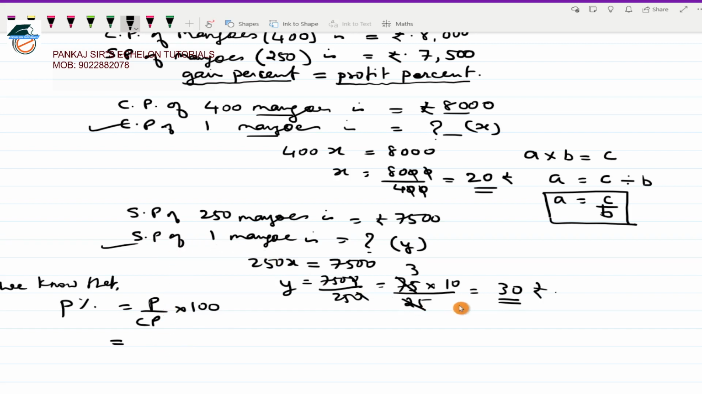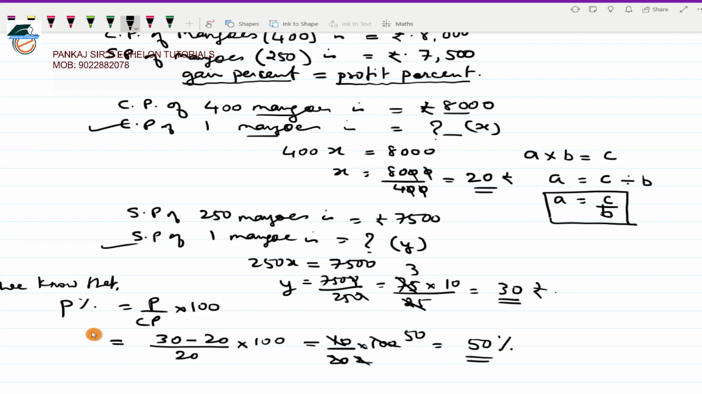So selling price of one mango was 30 rupees. Cost price of one mango was 20 rupees. So 30 minus 20 will give you the profit. This divided by cost price. What is the cost price of one mango? It is 20 multiplied by 100. Now if you work out, 30 minus 20 is 10 upon 20 into 100. So this 10 goes 2 times. This 2 goes here 50 times. The answer is 50, but the answer will be in percentage.